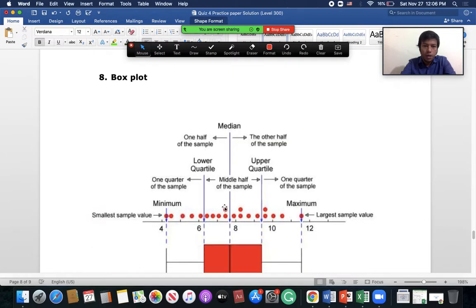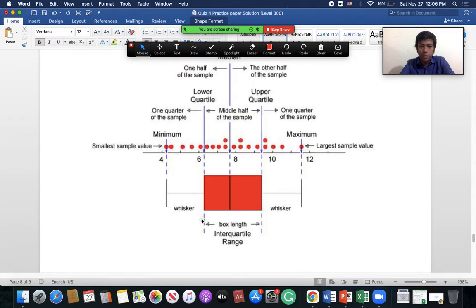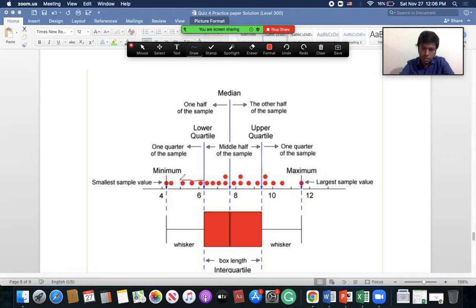Okay. Now for the box plot, we have given one concept page here. In a box plot, this is just for concept, this is the whisker. This is the whisker. So the last value is the largest sample value, and this is the smallest sample value. To find out the range, you subtract this minus this. And this is the box. This is the whisker, this is the box.